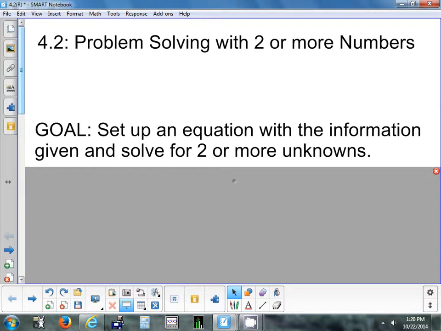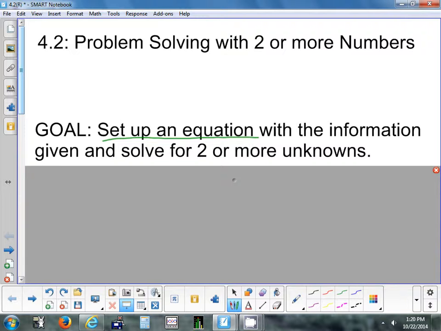So first thing you want to know, okay, what is the goal? The goal is to set up an equation with the information that they give you. Setting up an equation is the new part. You didn't have to set up an equation yesterday. So that's the first part that we're going to do. Mr. Roy is going to pass out that sheet to you so you can put it right on there.